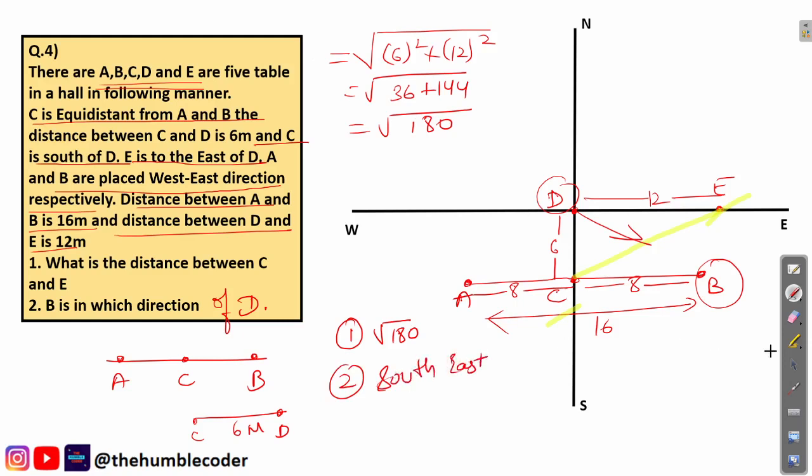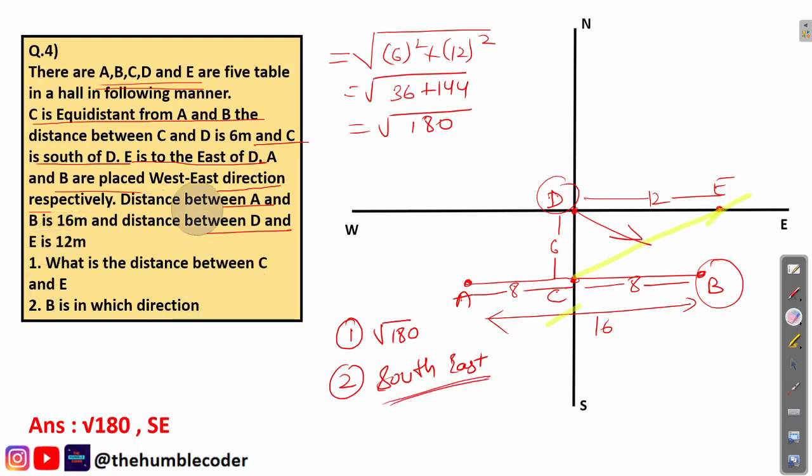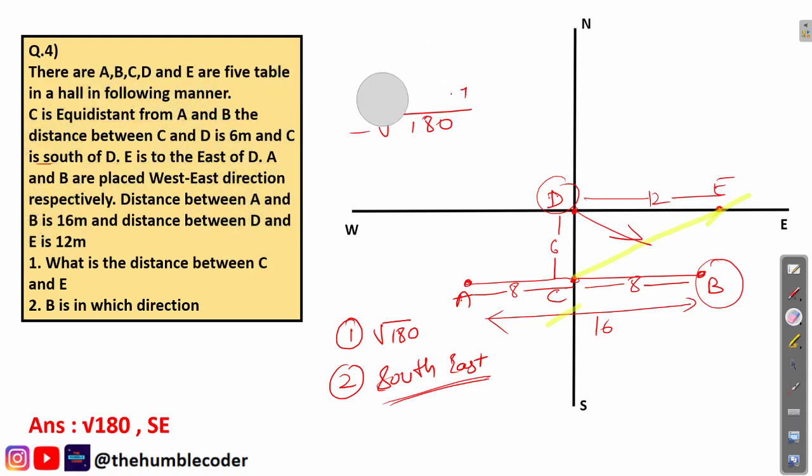Let's check the answers for both these questions, whether we have found the correct answers or not. So you can see over here, the first answer is under root 180 and the second is southeast. So with this, we have solved all the 4 questions based on this. So in this video or lesson, we have seen miscellaneous questions based on the direction topic.